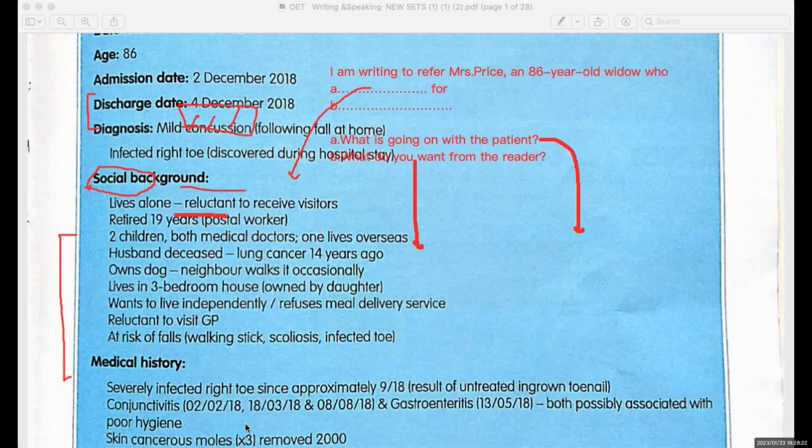See, the second paragraph says, look at this carefully. Lives alone, retired, two children, both medical doctors. Does it prove? So let's imagine you put social background as a second paragraph. Does it prove that the patient was managed for mild concussion? Husband deceased 14 years ago. Owns a dog, neighbor walks the dog. Does it prove? Of course not. So we are not choosing.